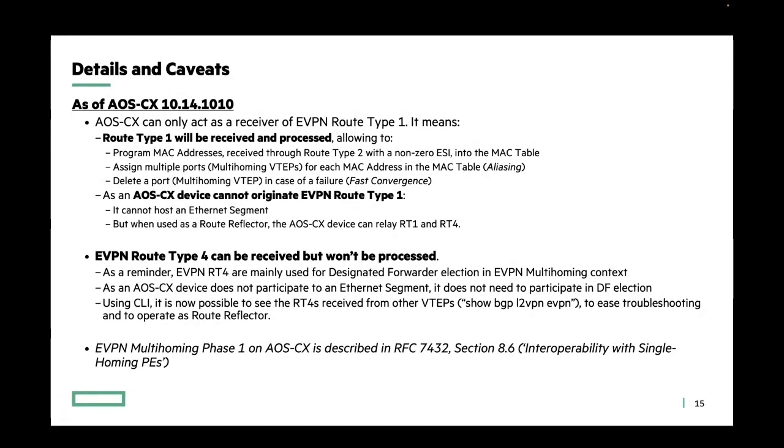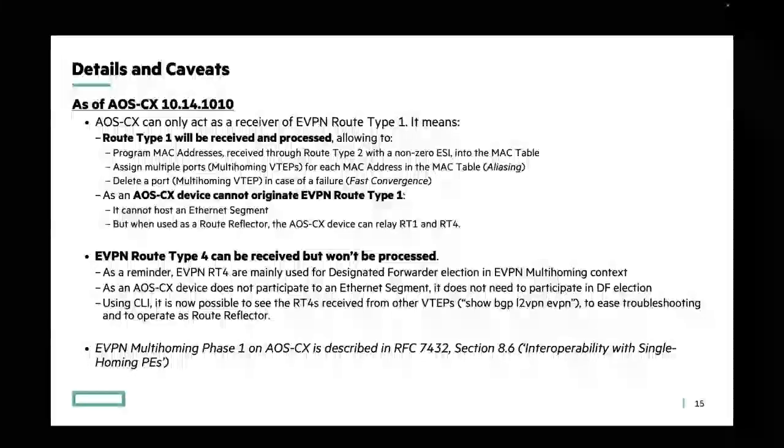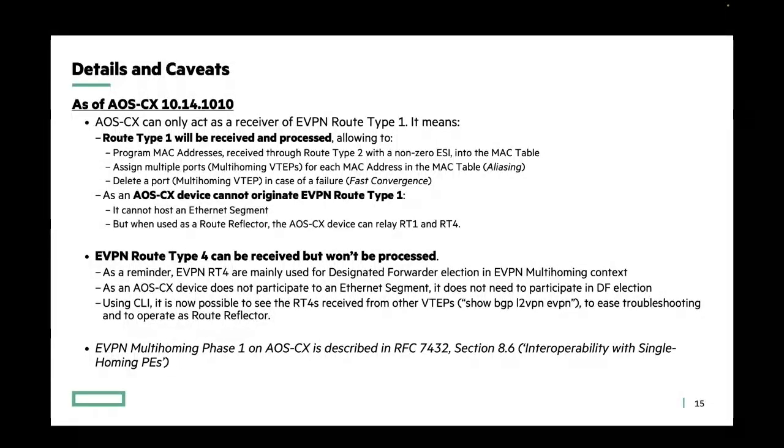All that has been mentioned here is what is expected by RFC 7432 in section 8.6, which is named interoperability with single-homing PEs, which describes the interoperability between multi-homing VTEP and non-multi-homing VTEP. So in our case, the CX device is the single-homing PE. We will see later on what a single-homed PE is and so forth.